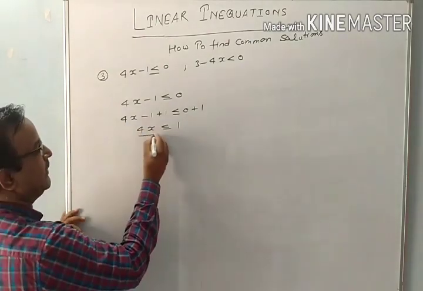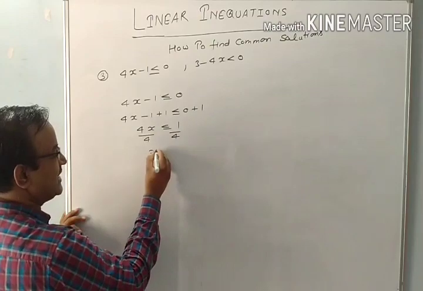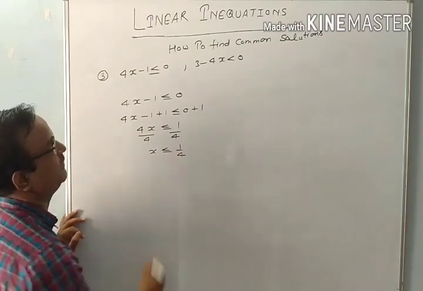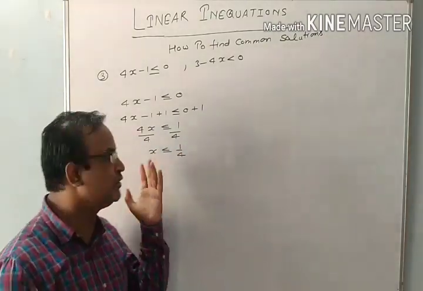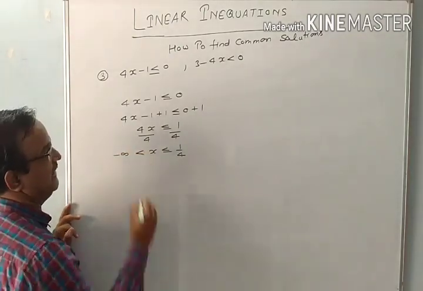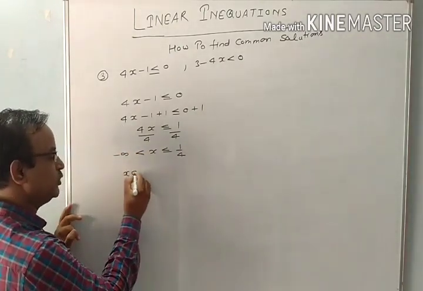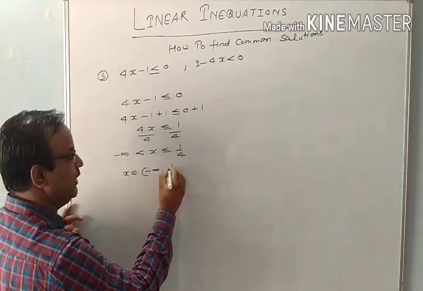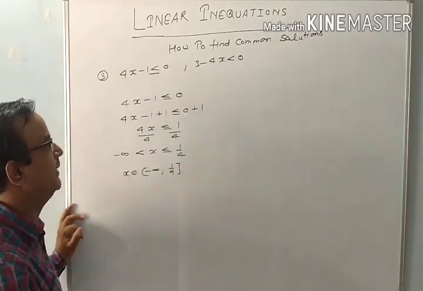Now we'll divide it by 4. So it is x is less than or equal to 1 by 4. The value of x is less than or equal to 1 by 4, but it is always more than minus infinity. That means x belongs to from minus infinity to 1 by 4, closed interval.